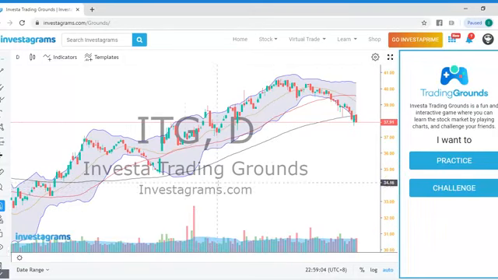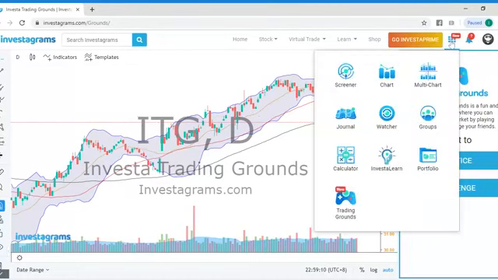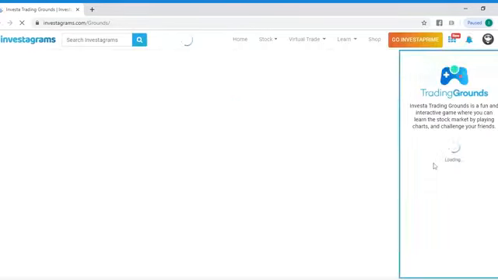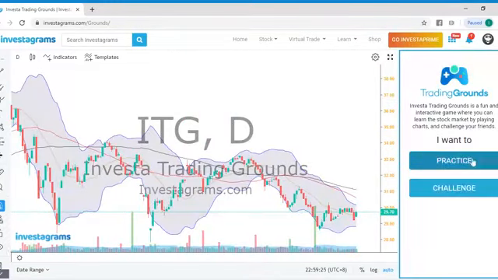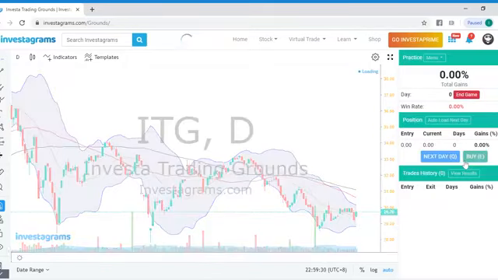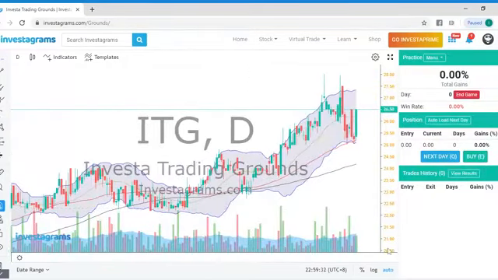So like for instance, this one, if I want to practice, so by the way, before you get transferred to this page, you are to click the menu icon at the upper right hand side of Instagrams, and then it will show you trading grounds. Okay, and you can click I want practice or I want challenge. So I just discovered this I think yesterday or 2 days ago. Okay, so if you want to practice, you can. So you're in here now.